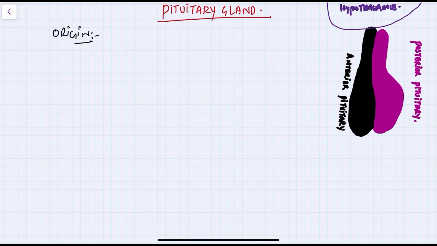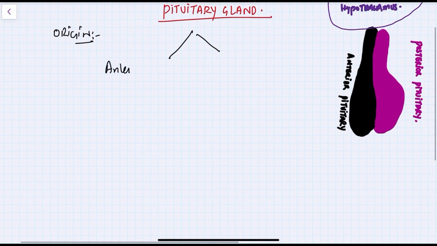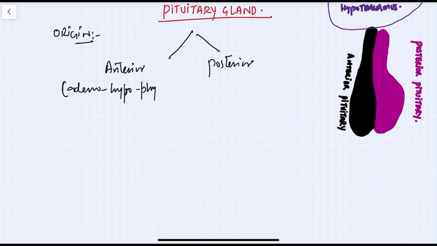The pituitary gland, which we often refer to as the master gland, originates from two distinct and different embryonic structures. One is called the anterior pituitary and the other is called the posterior pituitary. The anterior pituitary is also called adenohypophysis, while the posterior pituitary is called neurohypophysis.